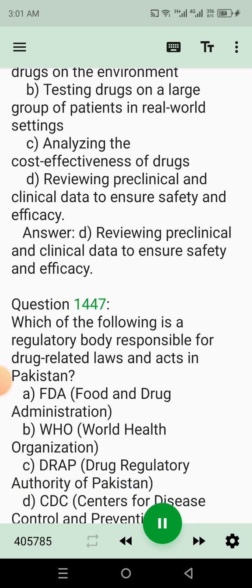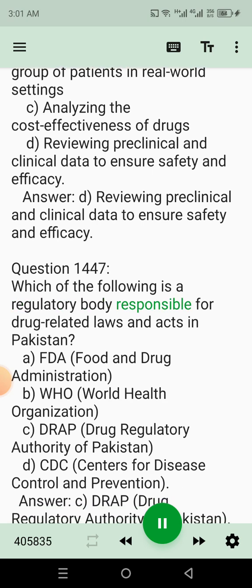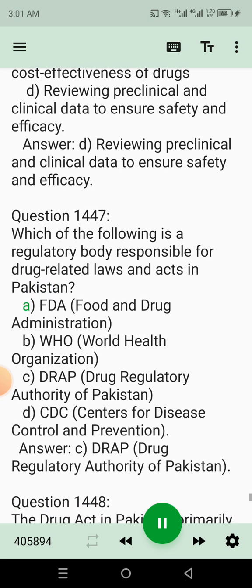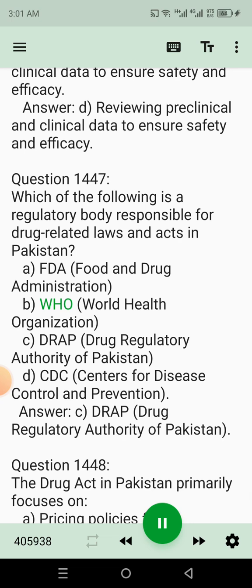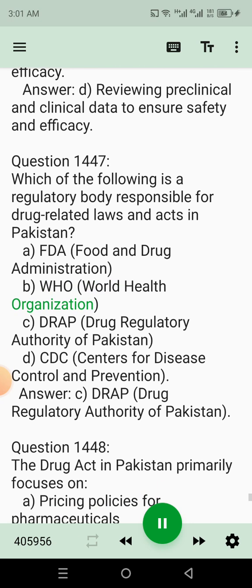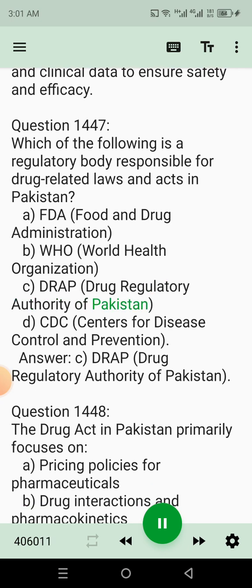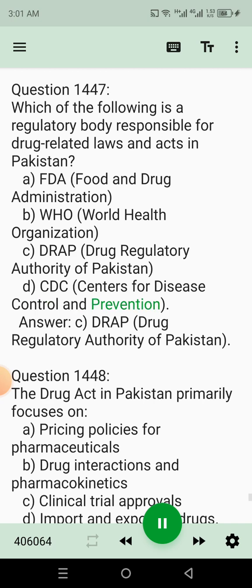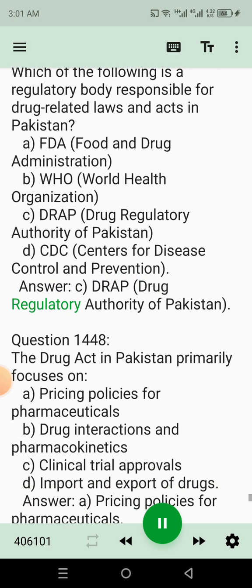Question 1447. Which of the following is a regulatory body responsible for drug-related laws and acts in Pakistan? A. FDA, Food and Drug Administration. B. WHO, World Health Organization. C. DRAP, Drug Regulatory Authority of Pakistan. D. CDC, Centers for Disease Control and Prevention. Answer. C. DRAP, Drug Regulatory Authority of Pakistan.